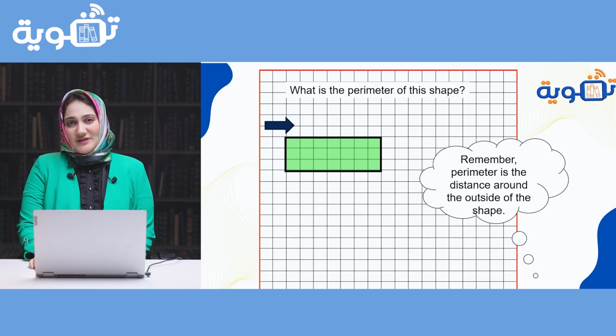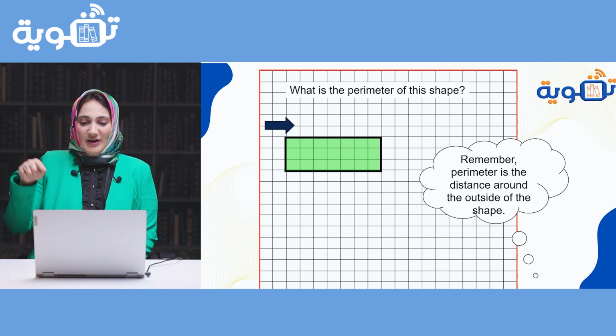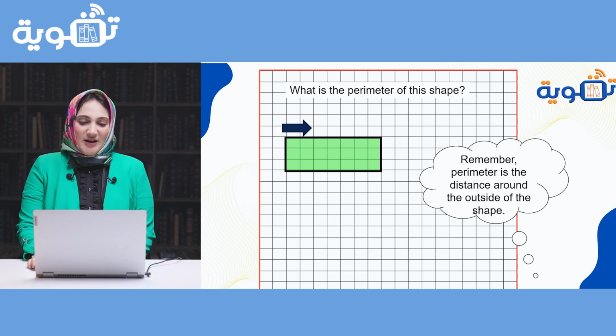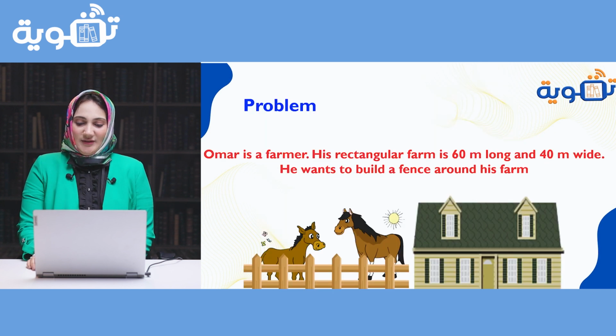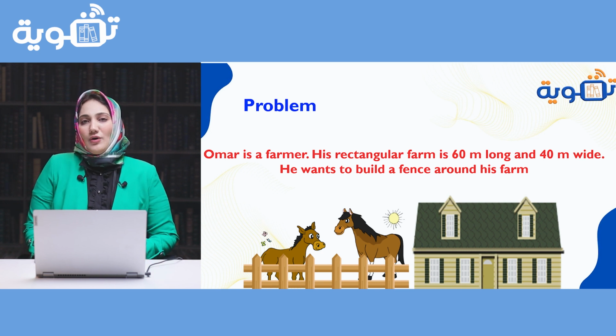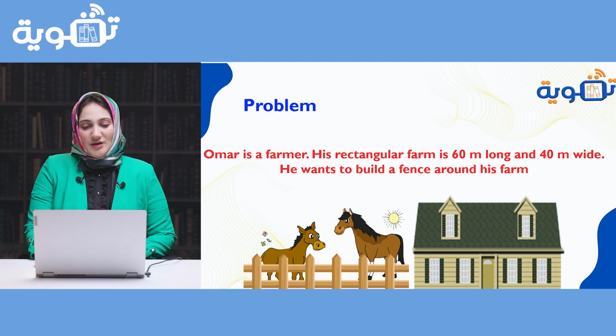To find the perimeter, you have to walk around the shape. So let's count here. So the perimeter of this shape is 21 length units. But here we are going to know a formula or a rule. Now first, how can you solve this problem?